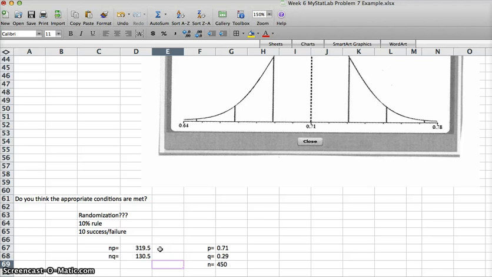So 2 of our 3 rules are met, but we cannot say that the randomization condition is met because we only took colleges that have 450 freshmen. So there you have it.